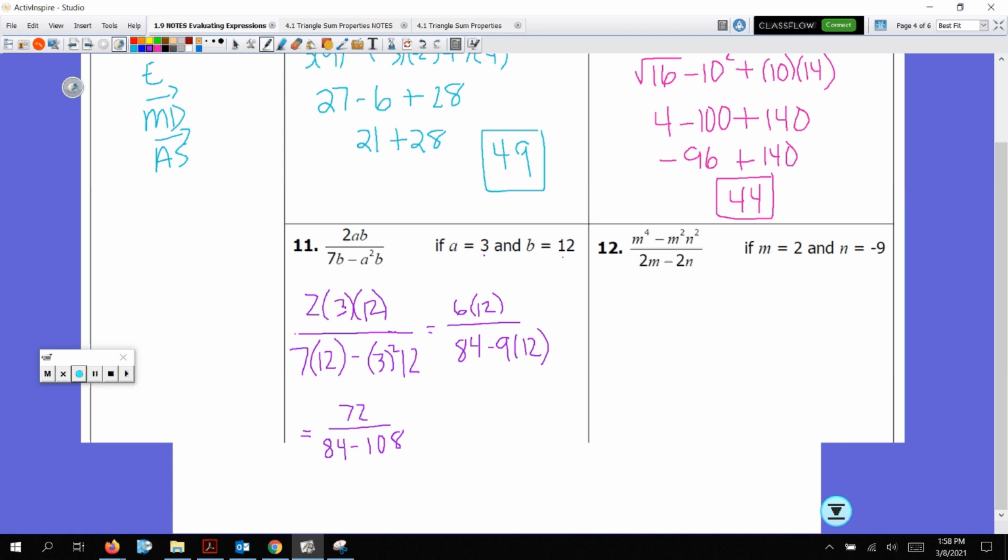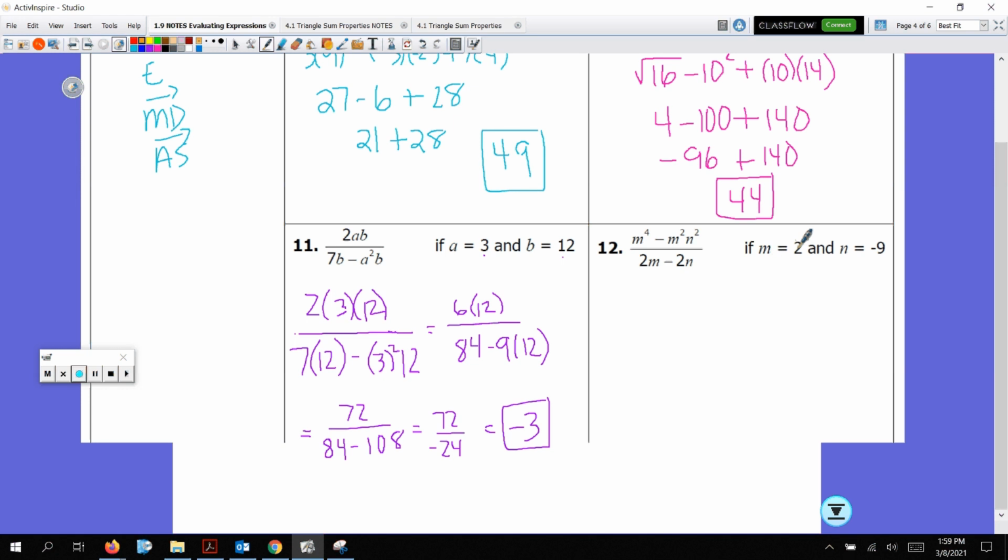All right, so we're so close. Now 84 minus 108 is negative 24. The numerator is 72. Can you divide 72 by negative 24? You should get negative 3. All right, it was rough, but not impossible. I know you guys can do this. All right, number 12.